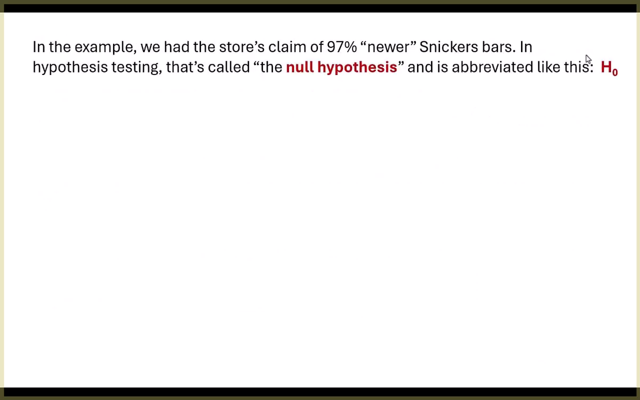So, some vocabulary. The store's claim of 97% is called the null hypothesis. The null hypothesis. And it's got a little symbol, H sub 0. And that word null comes from the 0 part. So this is our original claim. The sun goes around the earth. He loves me. 97% of our Snickers bars are on the shelf for less than a month. Those are all null hypotheses. That's where we're starting.